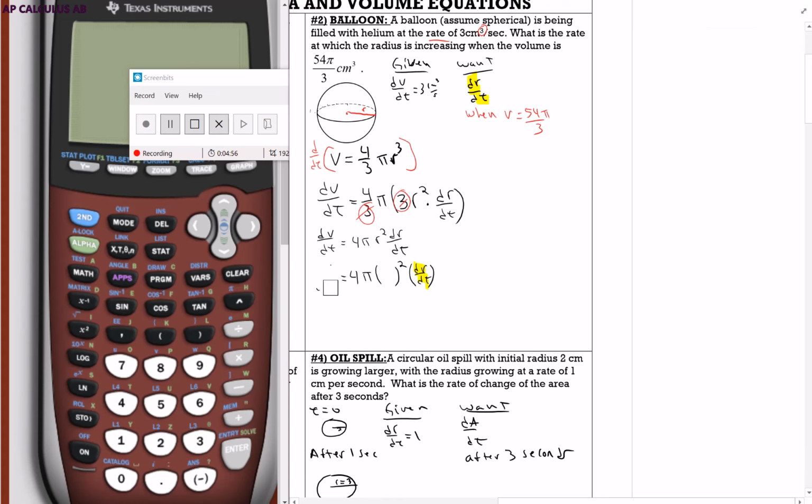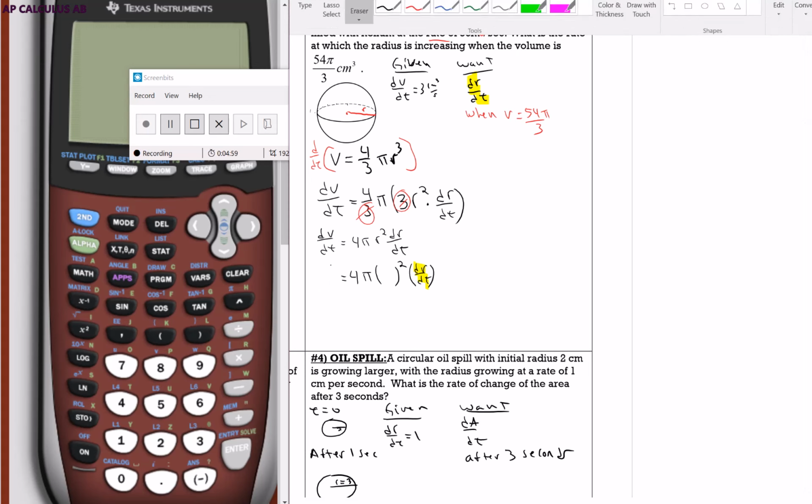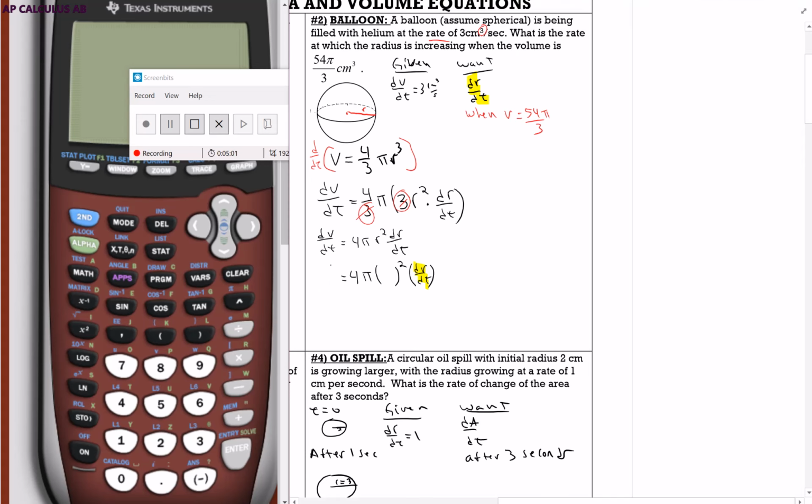So we're going to erase dV/dt and plug in what we know. We know dV/dt is 3, and it's positive because it's going up. But we need r, and we don't know what r is. But we have an equation that relates V and r. Right up here, our original equation relates V and r, and we know V. So we can go back up to this equation and plug in the volume for the V, and now it's a single variable equation that we simply need to solve.